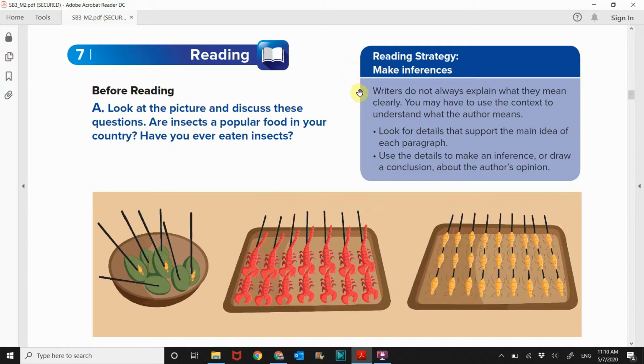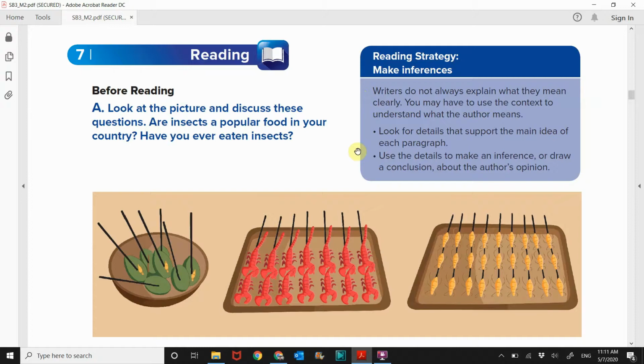Writers do not always explain what they mean clearly. You may have to use the context to understand what the author means. Look for details that support the main idea of each paragraph. So, cada párrafo tiene un tema y hay muchos detalles para apoyar este tema. Use the details to make an inference or draw a conclusion.